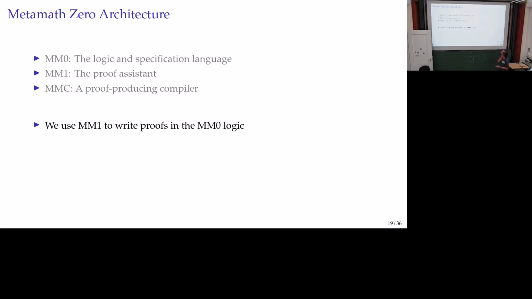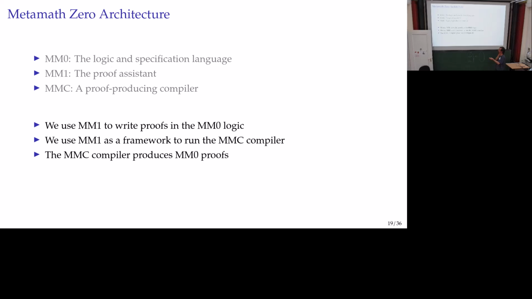So we use MM1 to write proofs in the MM0 logic. We use MM1 as a framework to run the MMC compiler, and then the MMC compiler produces MM0 proofs, and the MM0 verifier is written in Metamath C. So the idea is that this is a framework for how you would approach the problem of constructing a verifier that is compiled down to x86 and has a theorem proved about it that says that this thing is a checker for the language that it is compiling.